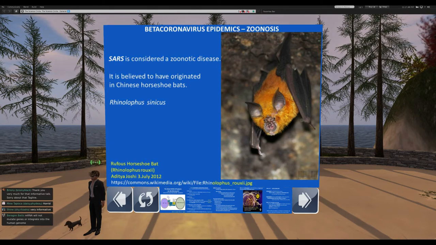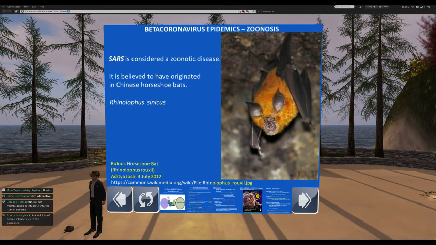Oh, that's really a good point, Paragon. mRNA does not change your DNA. It does not work in the nucleus. It doesn't go in the nucleus. It's not part of that scene.